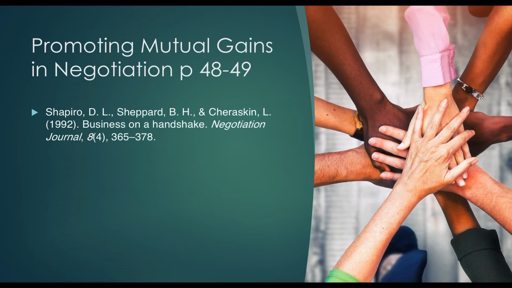For my final topic, I chose promoting mutual gains in negotiation. This is found on pages 48 and 49 in the book. This is where we want to build some mutual gains within the disputants. The particular one that I chose to focus on was trust in business negotiations. Shapiro, Shepard, and Chereskin in Business and a Handshake go through these 3 stages of trust: deterrence, knowledge, and identification.